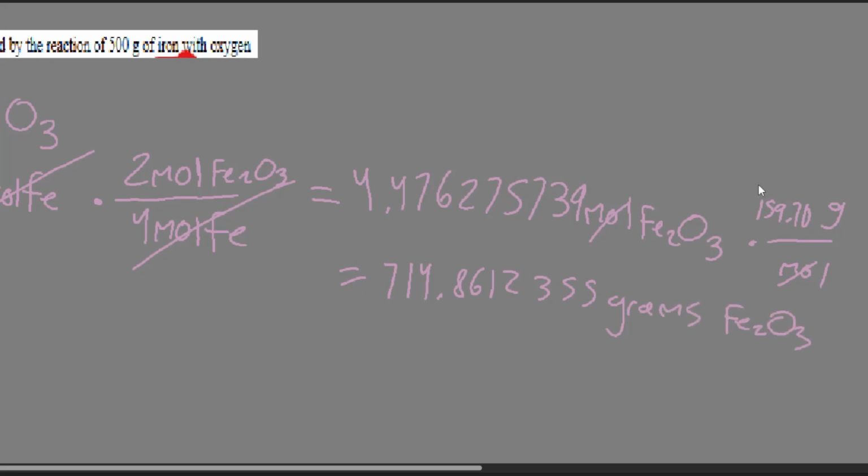Now consider the sig digs in the question. There are 3 significant digits. This will turn this into a 5. So our final answer is 715 grams of iron oxide, obviously.